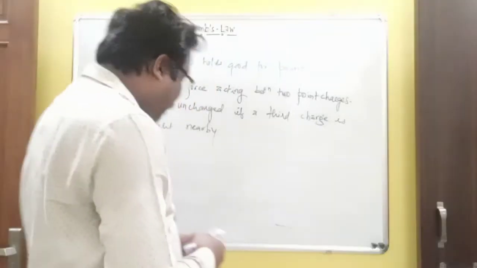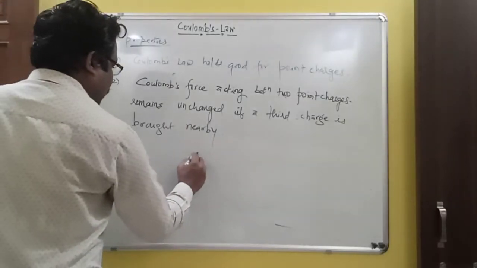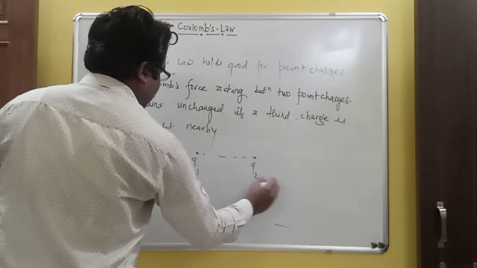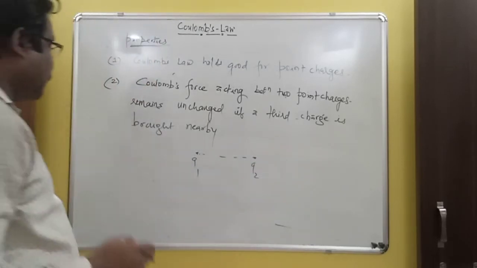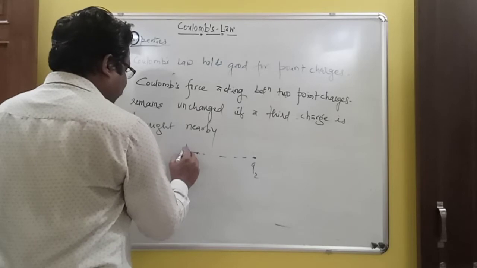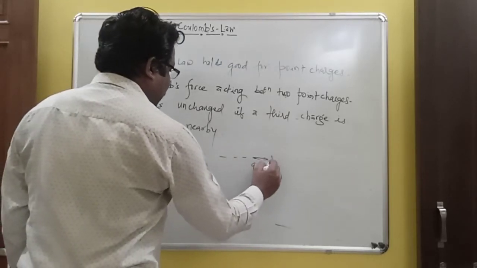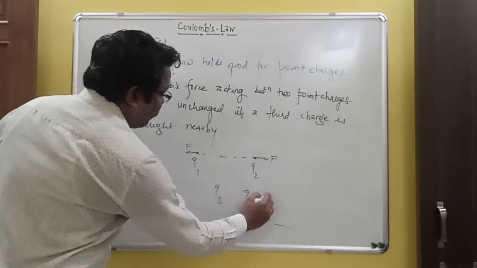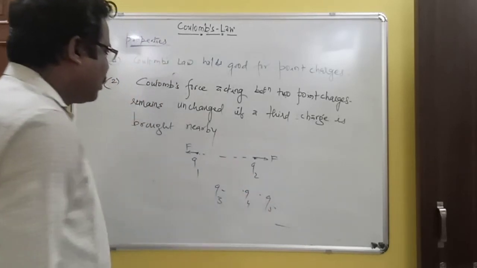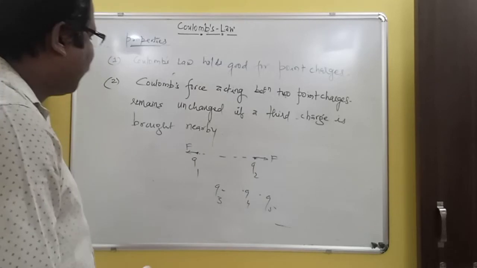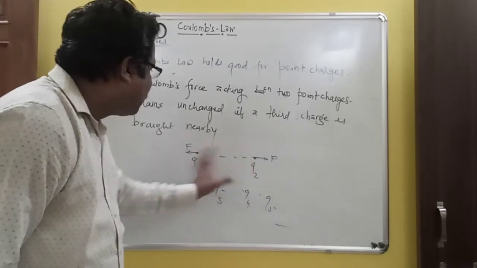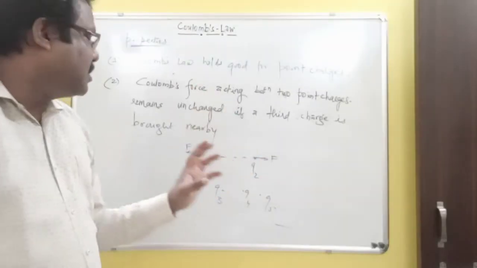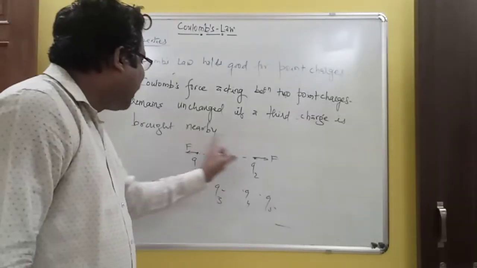Right? So if you have 2 point charges, Q1 and Q2, and these 2 point charges repel one another with the force F and F, and suppose you bring a third charge or a fourth charge or a fifth charge nearby, then the force which these two exert upon one another would be unaltered, unchanged. The force will remain the same.